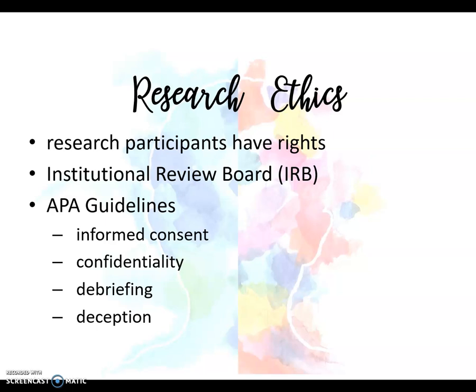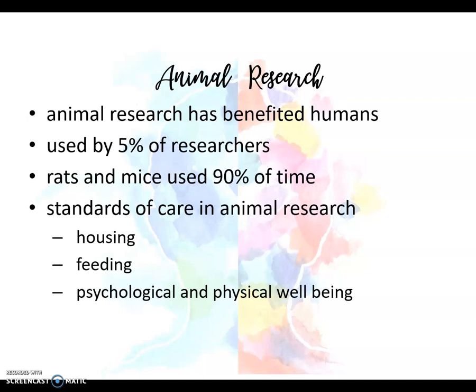But then we also know that it's not just humans that are part of research ethics. We also have animal research. And we know that animal research has benefited humans drastically. However, it's only used by 5% of the researchers. And typically it's usually rats and mice used 90% of the time. But because of the IRB, we have to have very high standards for these animals.